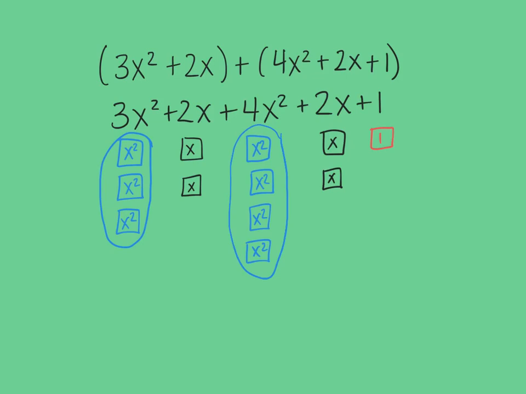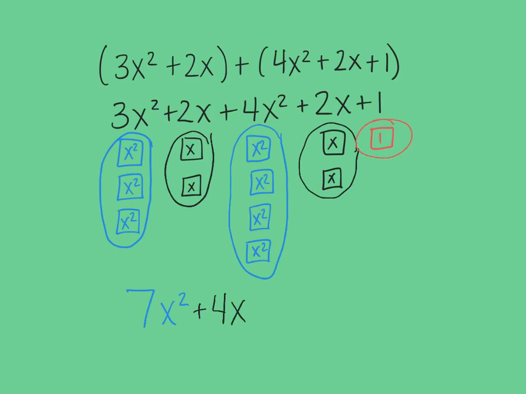Altogether, we have 3 and 4 makes 7x squareds. Next, we have 2 x's by themselves. There's something different. We cannot combine them with the x squareds. And I have 2 more x's by themselves. So altogether, 2 and 2, we have 4 x's by themselves.